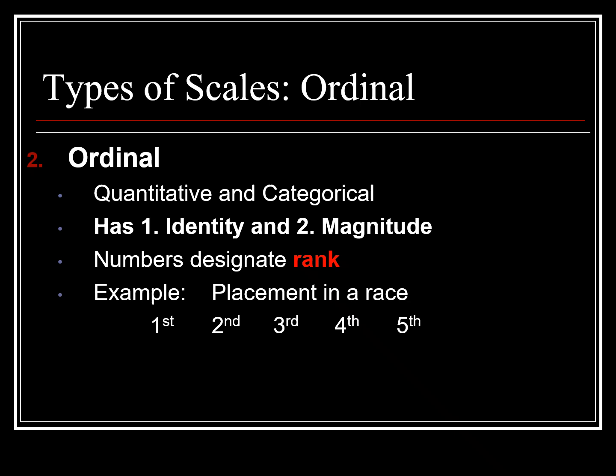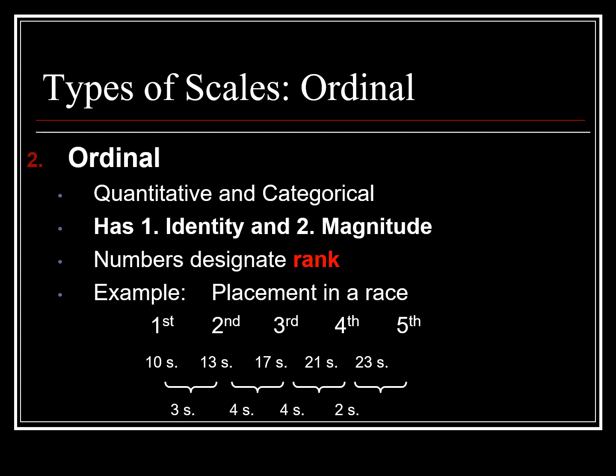However, what we don't know is, are there equal distances? So for example, first place might have done it in 10 seconds, which was 3 seconds faster than second place, which was 4 seconds faster than third place, which was also 4 seconds faster than fourth place, which was only 2 seconds faster than fifth place. We don't have this information with an ordinal scale. We simply know the order. So someone might say that they are higher on something, but we don't know that there's actually an equal difference. So again, those differences are going to vary depending on what the actual outcome was.